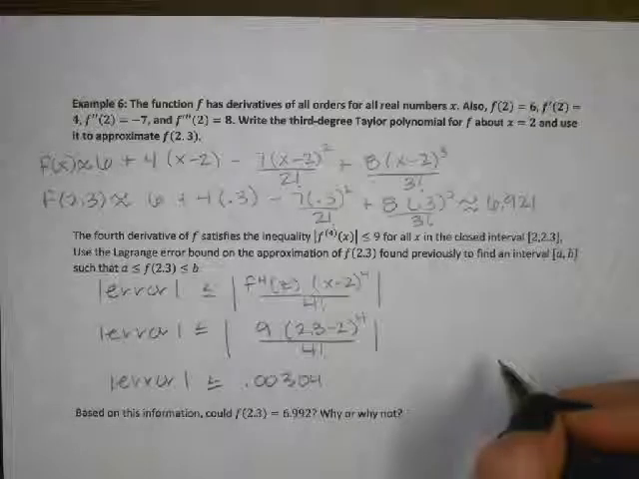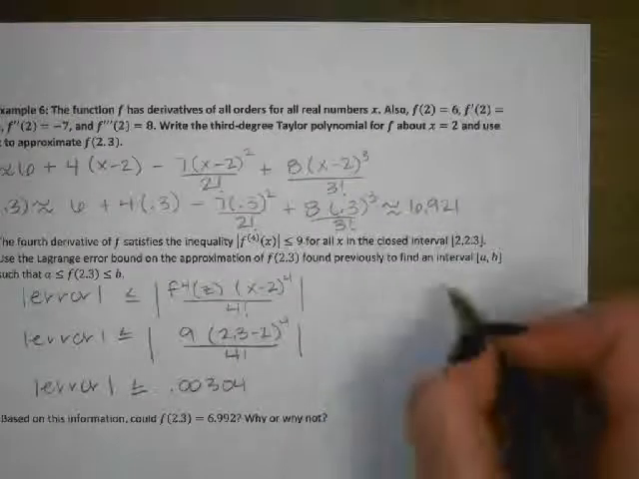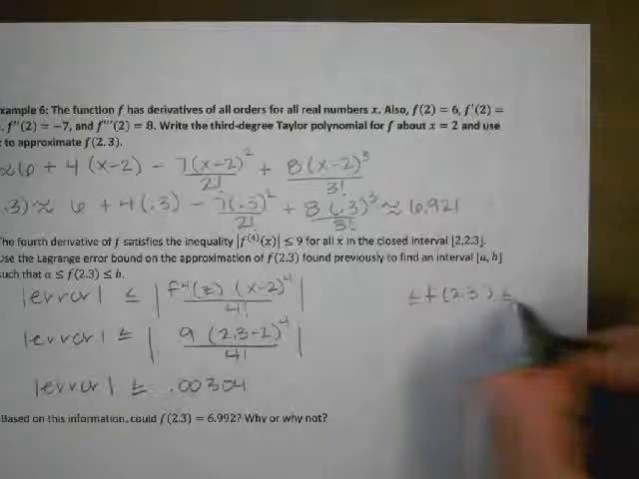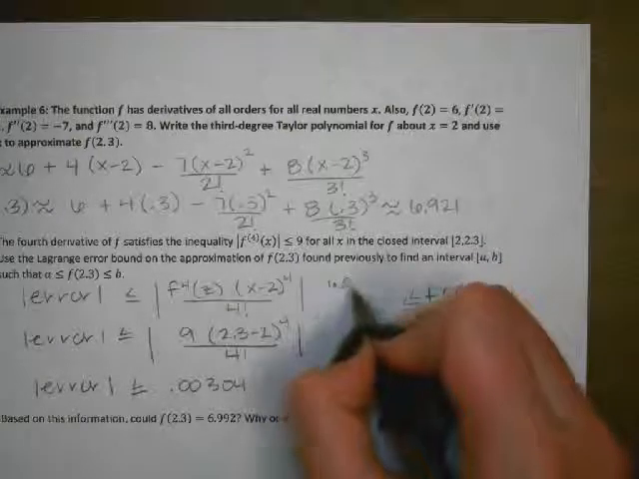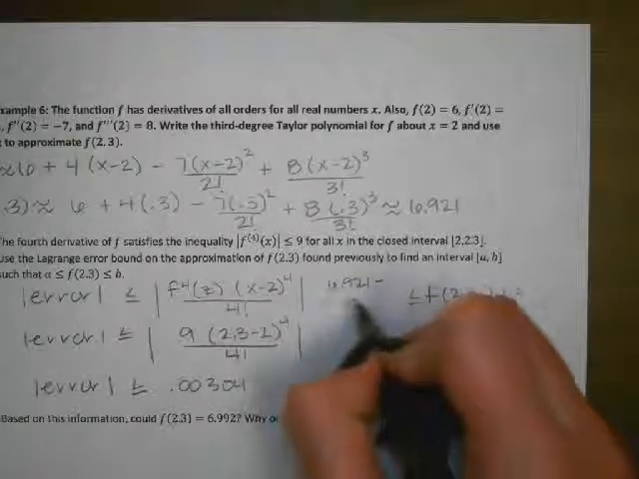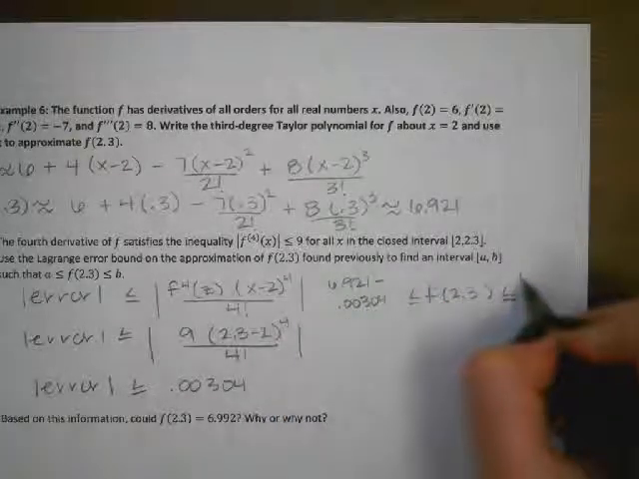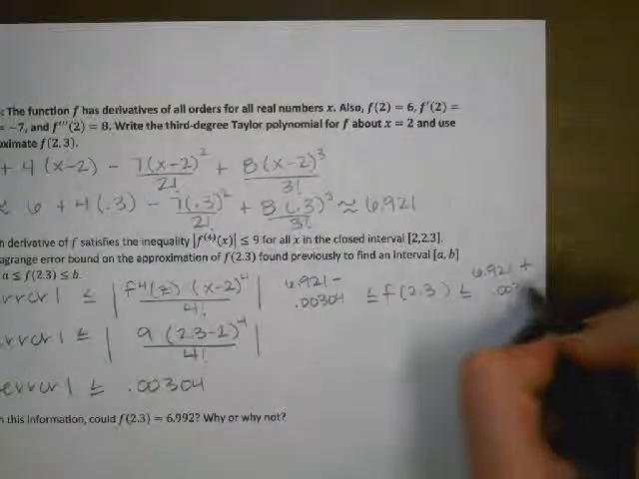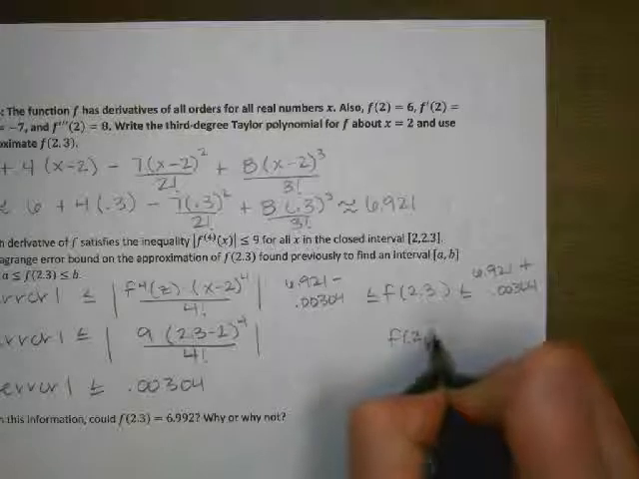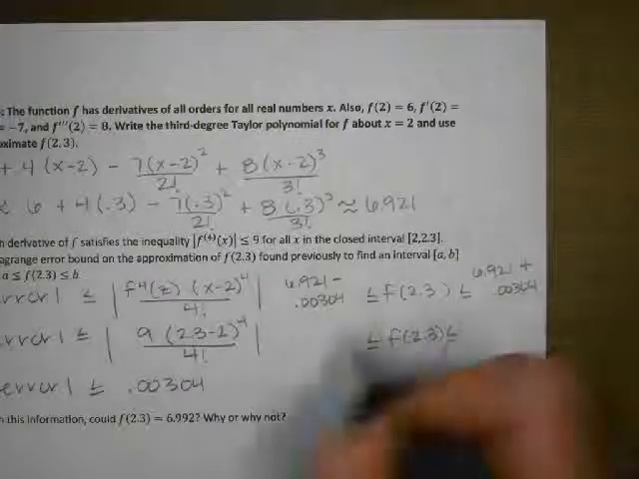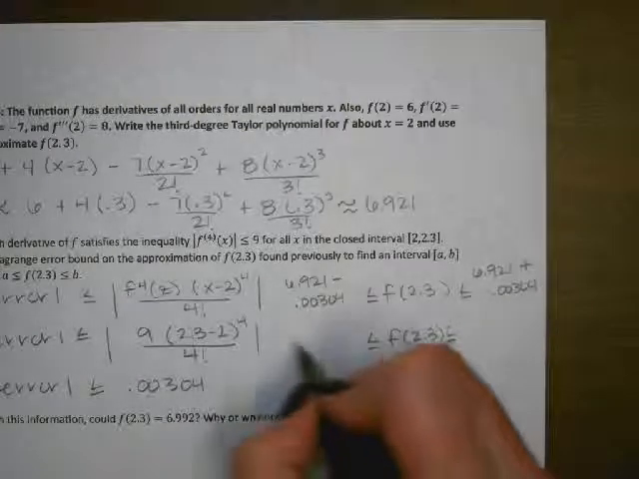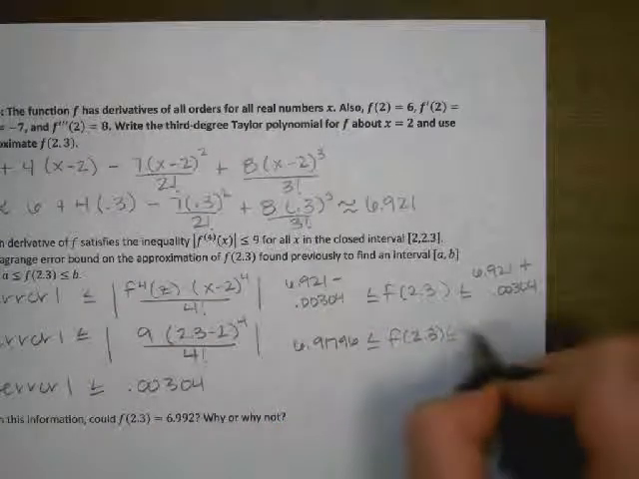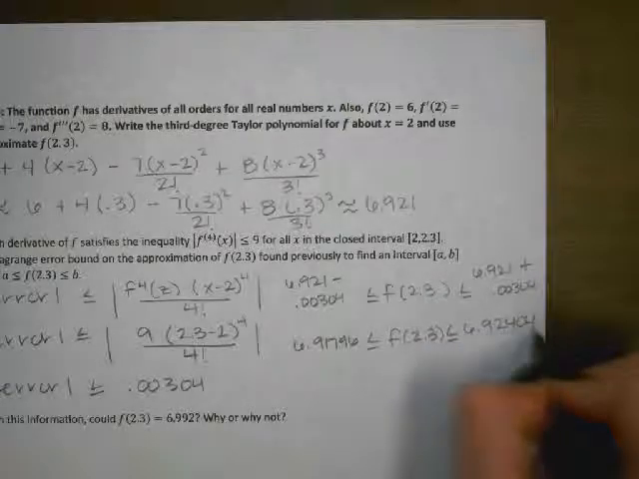If you plug this in, you get that the error is less than 0.00304. And so that means if we want to set up the interval, f of 2.3 is somewhere between 6.921 minus 0.00304 and 6.921 plus 0.00304. And so the actual value is between 6.91796 and 6.92404.